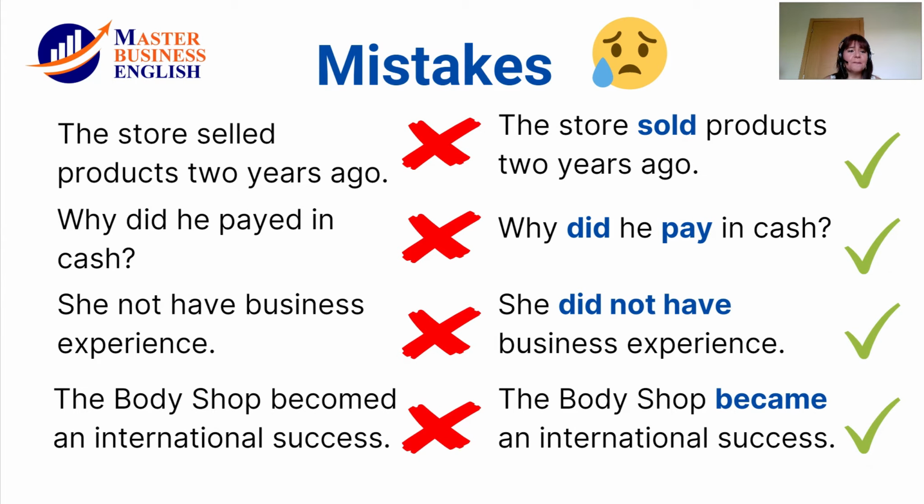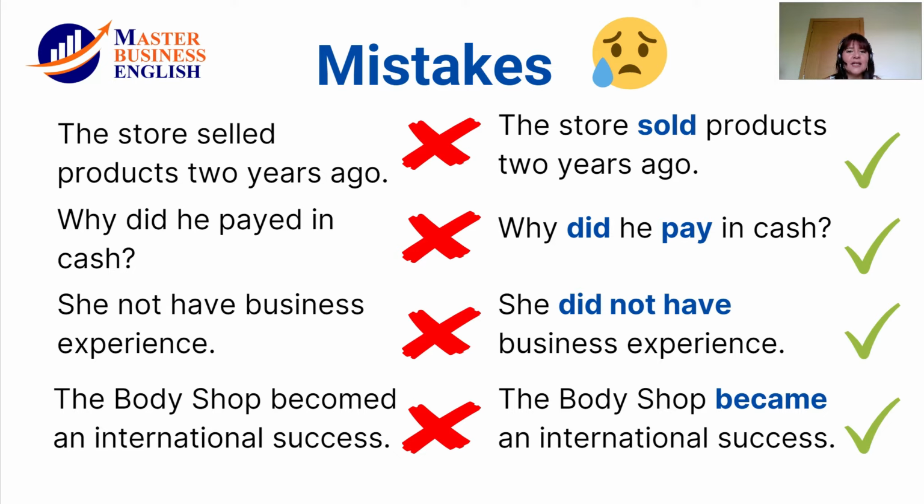More mistakes. "The store selled products 2 years ago." That's also wrong. Why? Because this verb is irregular, so the past tense of "sell" is not "selled" but "sold." Next mistake, "Why did he paid it in cash?" That is also wrong because the verb should go in infinitive. So you should say, "Why did he pay in cash?"